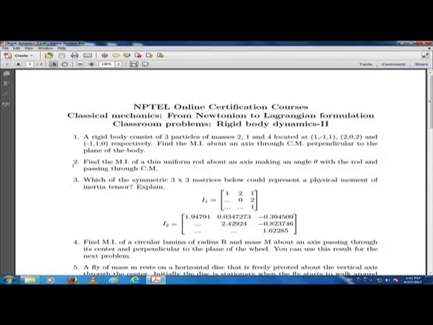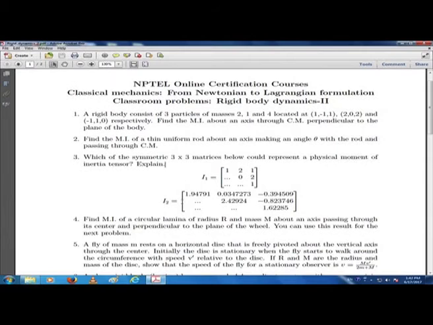Now this problem, in the problem set, is a very conceptual problem. It's not much of calculation involved here, but we have to understand what we are doing. So what is there? We have two symmetric matrices. One is I1, which has some numbers. Of course, only the 6 matrix elements are given, and these 3 will be identical to these 3. Similarly, here some numbers are given.